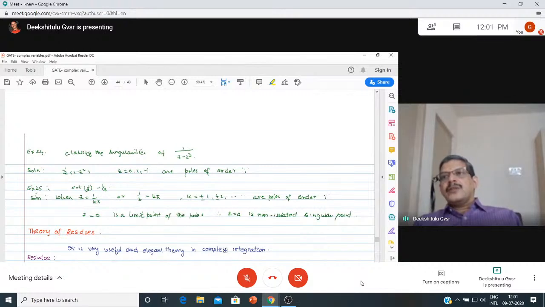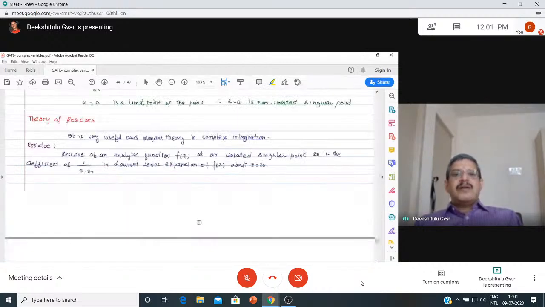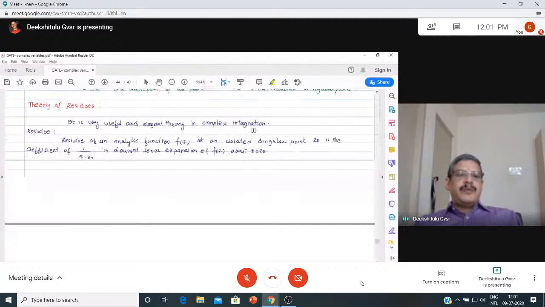So you cannot say there is no other singular point in the neighborhood of 0. There are. So z equals 0 cannot be an isolated singular point. We call it a non-isolated singular point. Then, theory of residues. It is very useful and an elegant theory in complex integration.